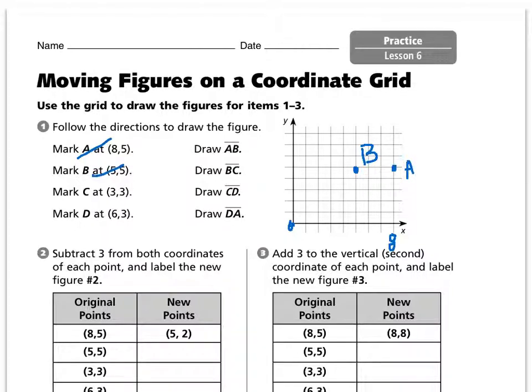For C I have over 3 and up 3. And for D I have over 6 and up 3. Now I'm going to draw the different lines. I connect A to B, B to C, C to D, and D to A. Looks like you have a nice little parallelogram there.